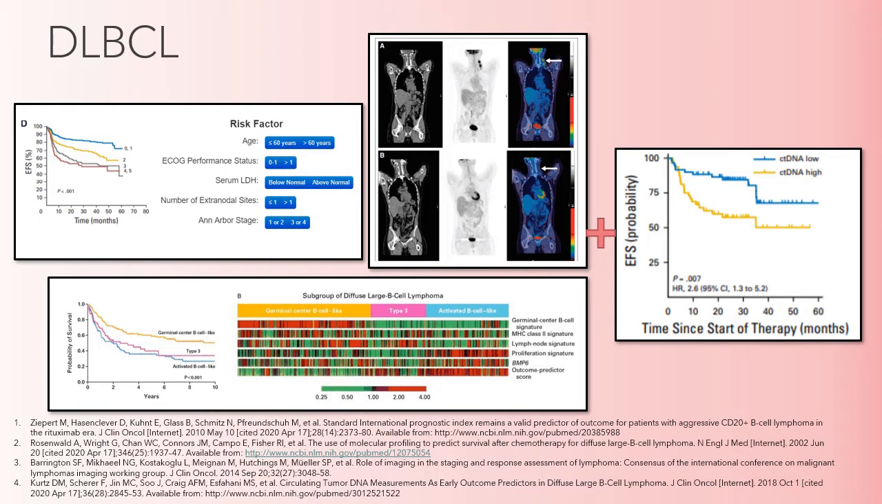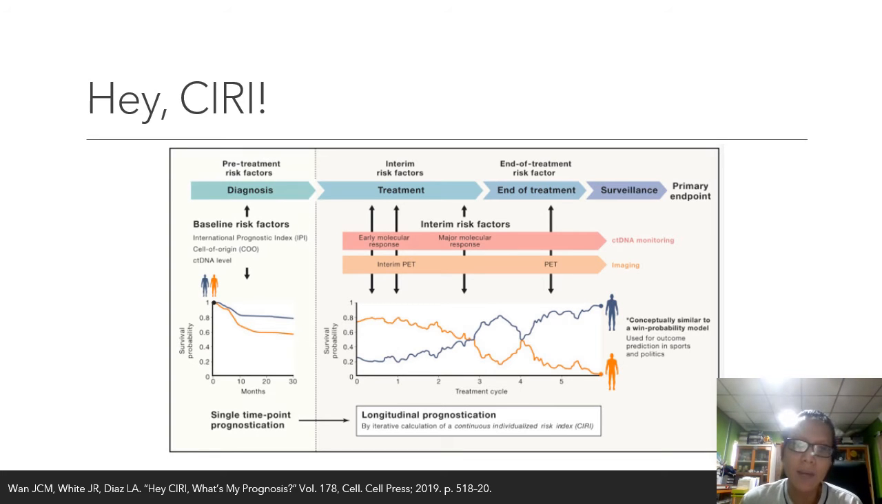And recently, there was research that used circulating tumor DNA from the blood of patients, and they found that low ctDNA has a higher probability of event-free survival. This research has a nickname, Siri, and it used an idea from win chance probability in sports, where you can see the probability of winning during the gameplay.